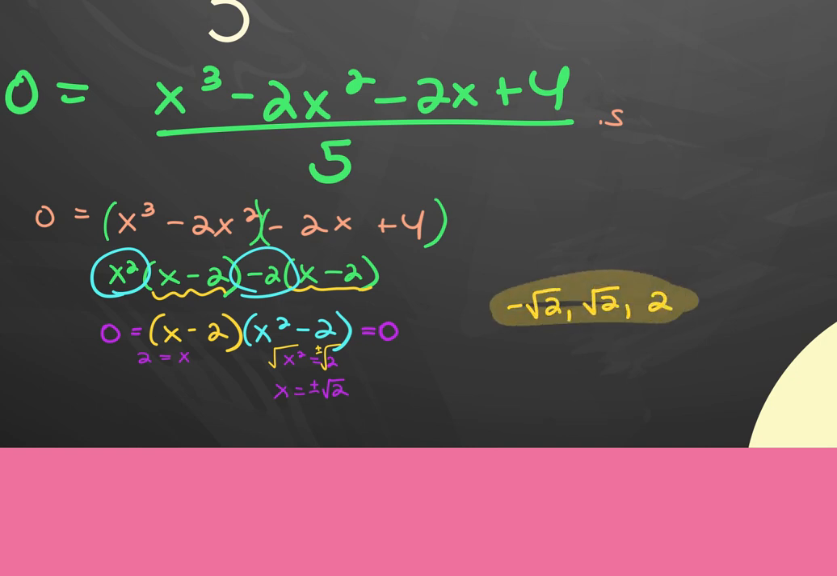Sometimes it will tell you to put them in order. Sometimes it just tells you to list them. And the order wouldn't matter. Now, if I had graphed this function, it would cross my x-axis 3 times. One at about negative 1.4, one at about positive 1.4, and one at 2.